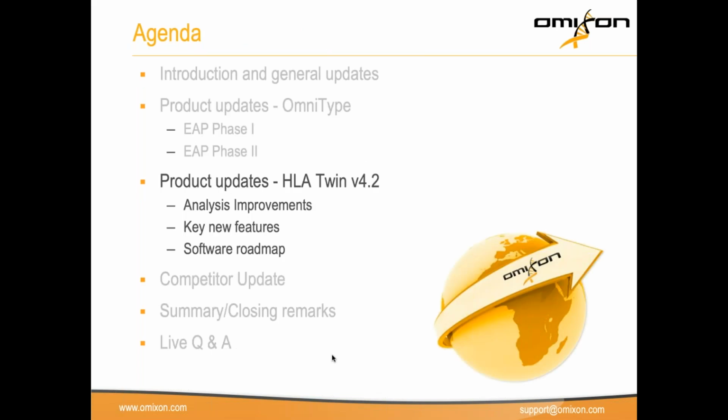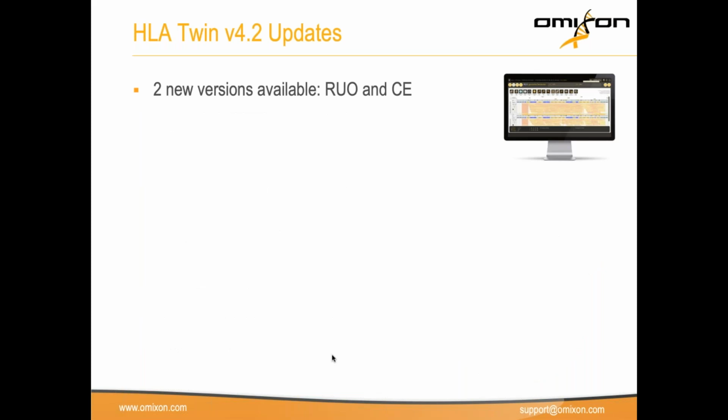Okay, so that's all about OmniType for now. Let's move on to some more product updates on HLA Twin version 4.2. Version 4.2 was released a short while after the previous version was released. All of you would remember that version 4.1 was released in late December of 2019, and version 4.2 was released at the end of March of 2020. I'm sorry, I blanked on the date for a moment. There are two editions available for version 4.2, RUO and CE.